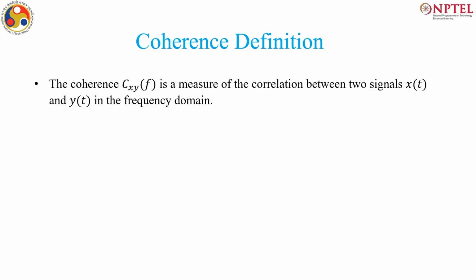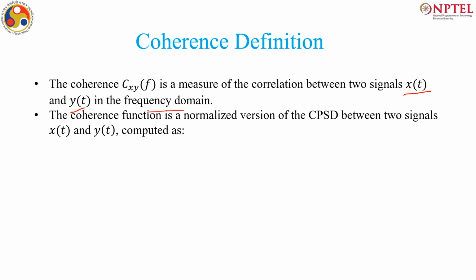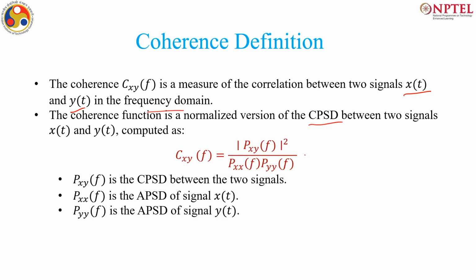Coherence is a measure of correlation between two signals x(t) and y(t) in the frequency domain. This is kind of a normalized version of the cross power spectral density between two signals. Like we had a normalized version, the Pearson correlation coefficient, in the time domain, similarly coherence is analogous to this concept. So, this is the formula to calculate the coherence.